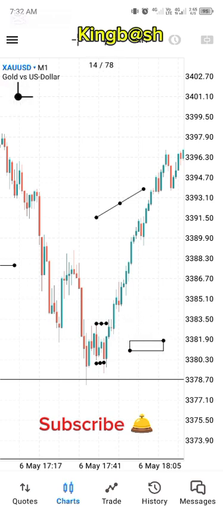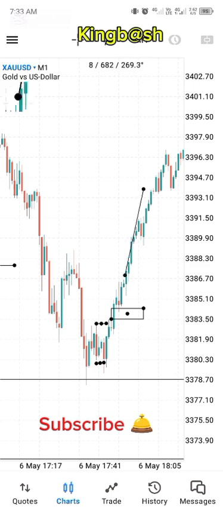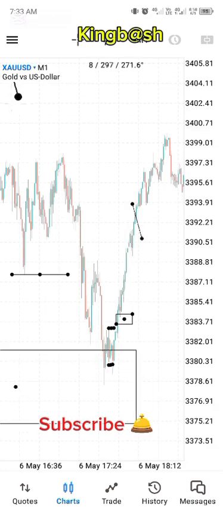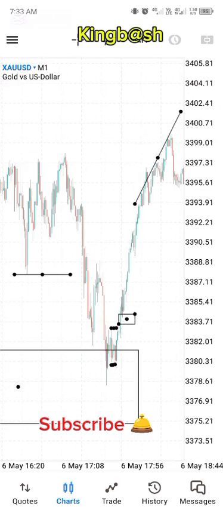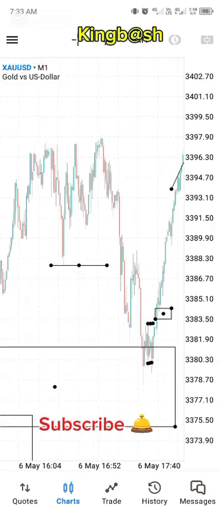This is it. Price left an imbalance here. Immediately price came back to this point of imbalance and rejected here. This is where you enter, and you target what? The overall high. You can see the move. So this is how to trade liquidity.